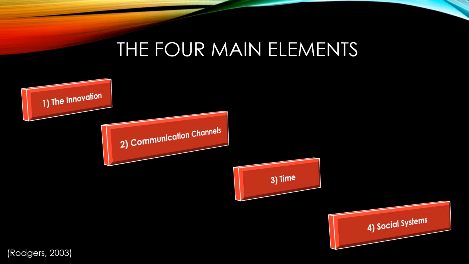The four main elements of diffusion include the innovation itself, communication channels, time, and social systems. We will look at each of these individually.